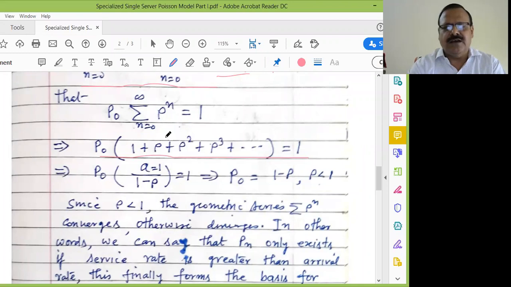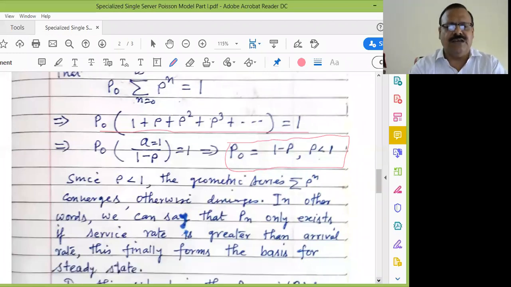We were very fond of this kind of formula when we were studying in the lower classes or lower standard. So I have put here a equal to 1, and 1 minus r is 1 minus rho. So P naught here will go upside, so P naught is 1 minus rho. So the value of P naught has been obtained from here.